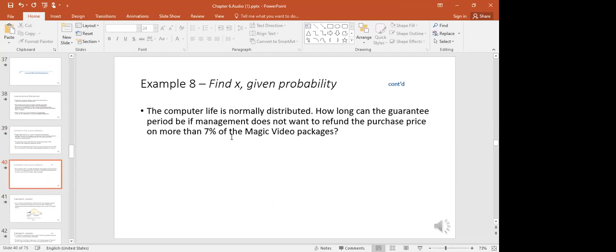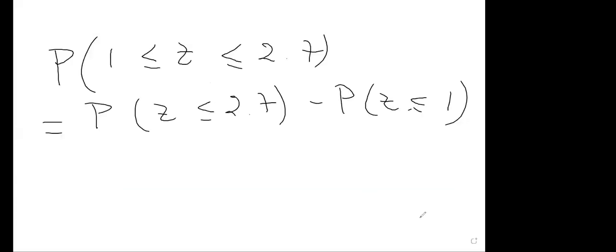So here we have a mean of 30 and a standard deviation of 4. We want to know what proportion of those packages will be refunded so that we don't exceed 7%. So the proportion that we want to accept for refund is 7%. We want to know the lifetime that will permit that. Let me show you that on A.